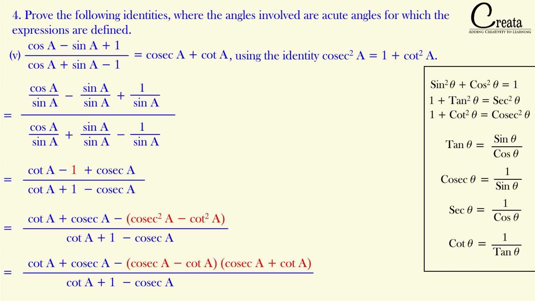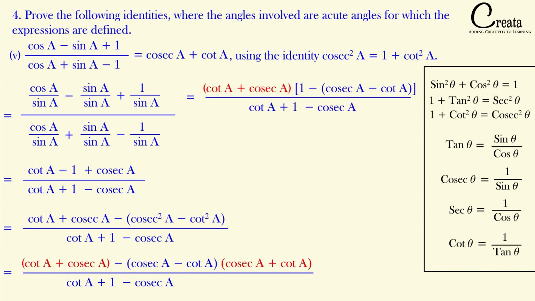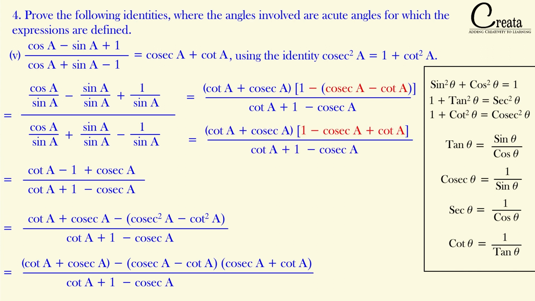Our same formula we have used multiple times. It will be cos square A minus cot A into cosec A plus cot A. Further, we can take cot A plus cosec A as common in the numerator. We got 1 minus cosec A minus cot A. Further, let's multiply this term with the minus. We got 1 minus cosec A plus cot A.